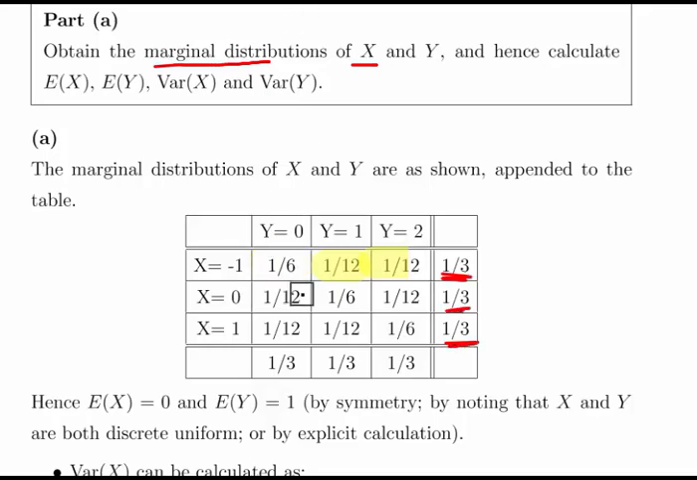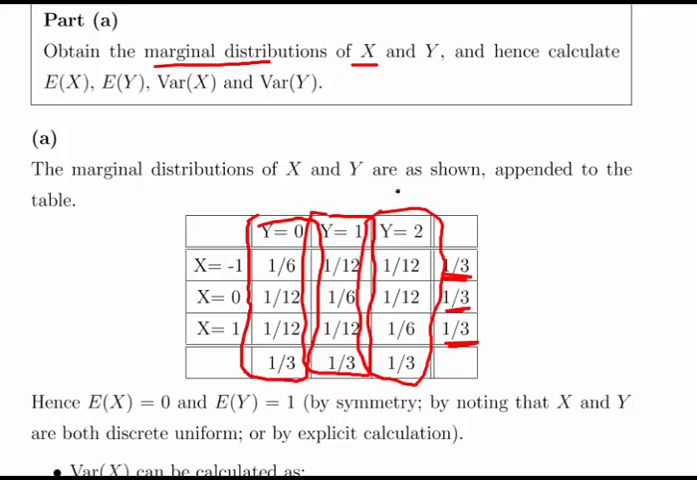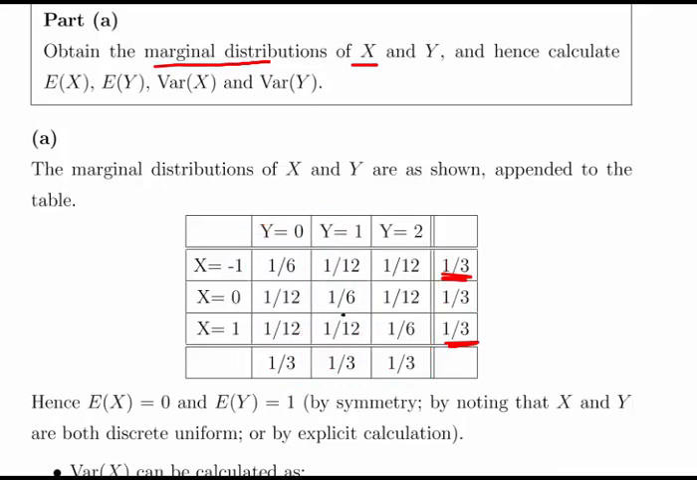Likewise, for the marginal probabilities of y, just get the column totals. It's the same way, but working along the columns. Add up all the columns and you will get 1/3, 1/3, and 1/3. So essentially, this is the summation of 1/6, 1/12, and 1/12.